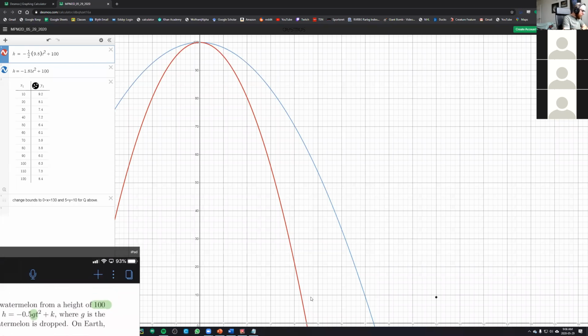Now, what would happen if the stopwatch runs for 3 seconds before the principal lets the watermelon go? How would that change the graph? Why would you do that? Maybe there's two people timing it, one person's timing, the other person is dropping the watermelon. I don't know. Maybe. But how would that change the graph? What would happen if he waited for 3 seconds before dropping it?